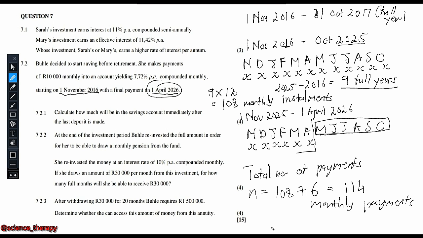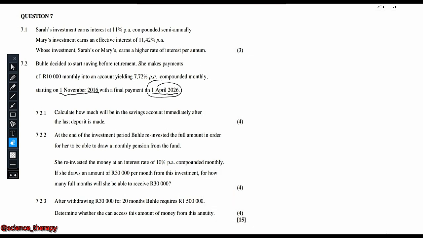So now that we have broken that down, and we understand how we came about with n equal to 114, let's now answer that question. So obviously this is future value because, as the statement suggests, Buhle is making this monthly deposit into a retirement fund, which she expects to have grown to a certain future value after those number of months or after the investment period. So we're going to use the future value formula.